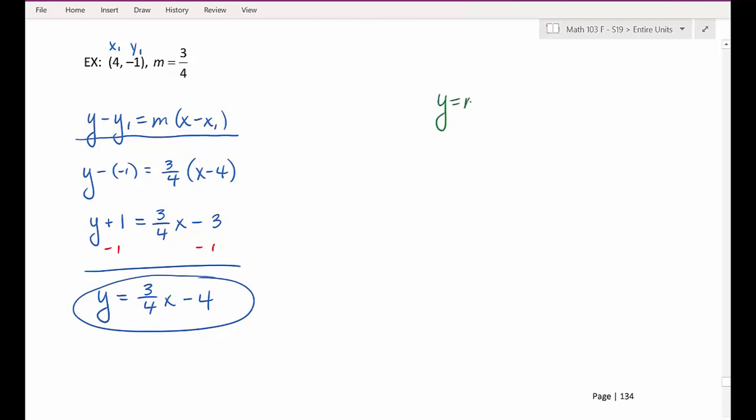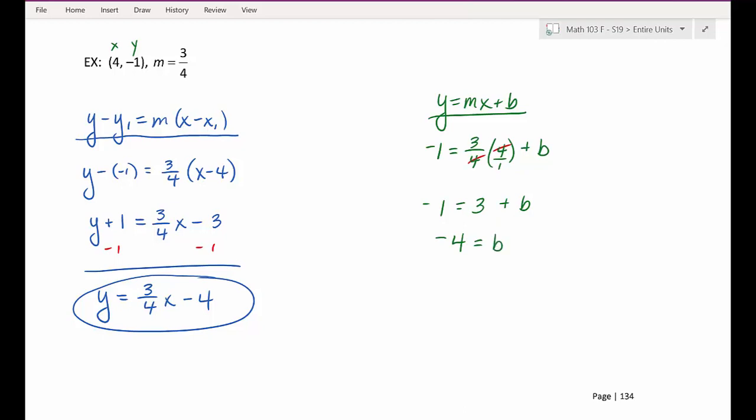Let's do it again using y equals mx plus b. 4 is going to be my x, -1 is going to be my y. I'll plug in x, y, and m, solve for b. So -1 equals 3/4 times 4 plus b. We multiply those fractions together, and as I mentioned before, the 4's cancel right out. That's -1 equals 3 plus b. Solving for b, we get -4 equals b.